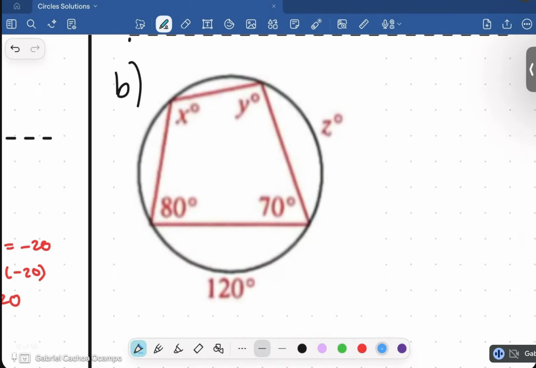Try to do it by yourselves, but if you're not being capable of doing it by yourselves, it is okay. I am here. So 80 and y, so this measures 100. And 70 and x, so this measures 110. What is the measurement of z? I think that is an interesting question.